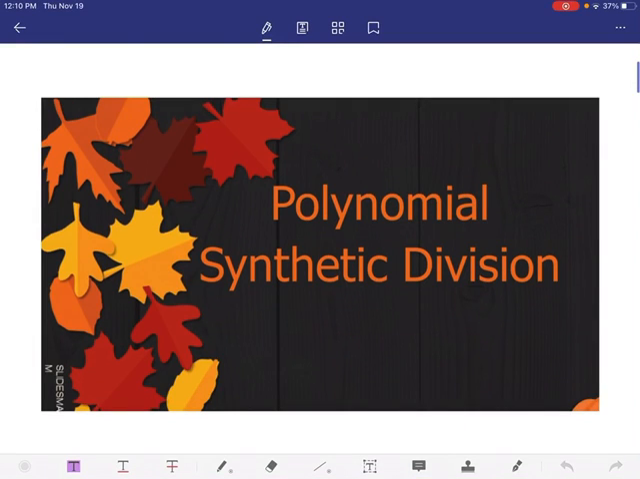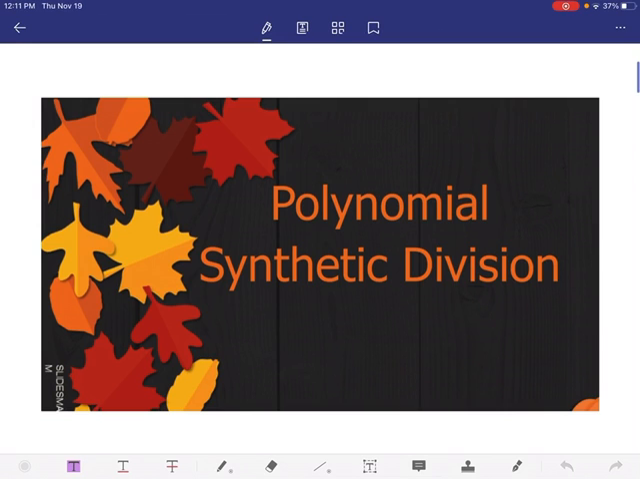So remember in our last notes, we went over polynomial long division. And we talked about how that was one type of polynomial division. We actually have a second type, and it is called synthetic division.